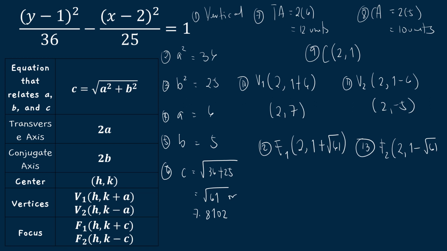Still, for decimal places, 1 plus square root of 61, the answer would be 2, 8.8102. And for number 13, we have 2, 1 minus square root of 61, and the decimal format of it is negative 6.8102. And that is all your properties for a vertical hyperbola.